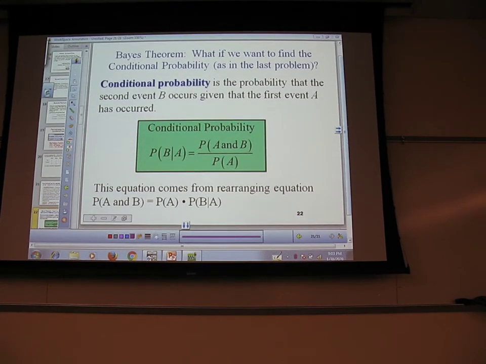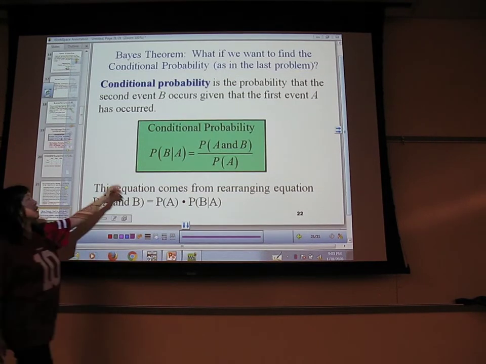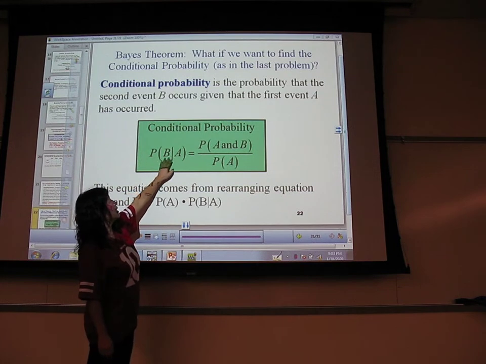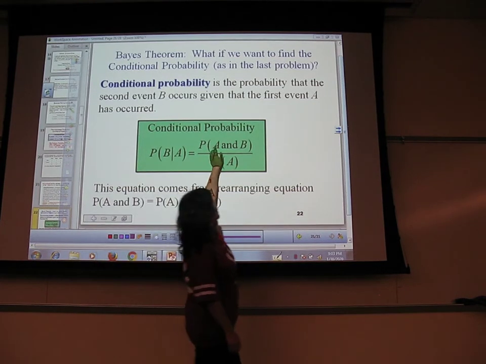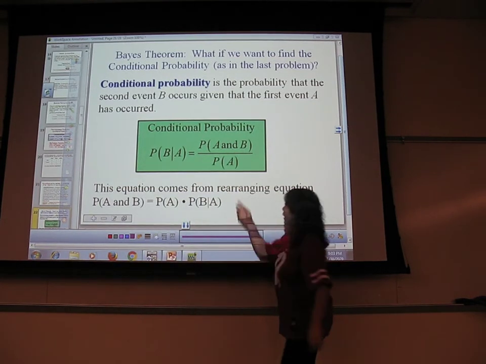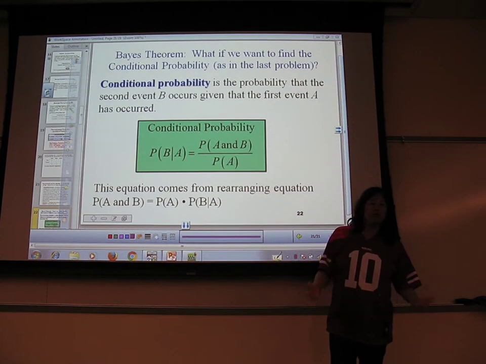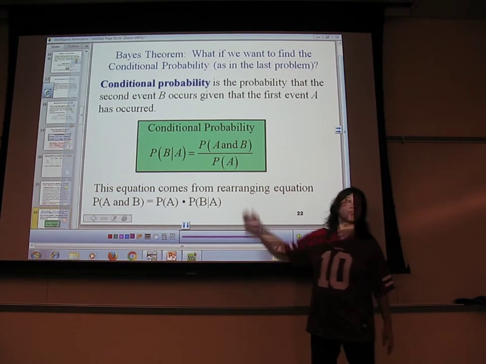Right, so conditional probability, first of all. Sometimes you want to know the conditional probability. Like in the last one, I want to know the probability that you're high risk given you had an accident. And so what you do is you find the probability that they're high risk and had an accident divided by the probability of having an accident.